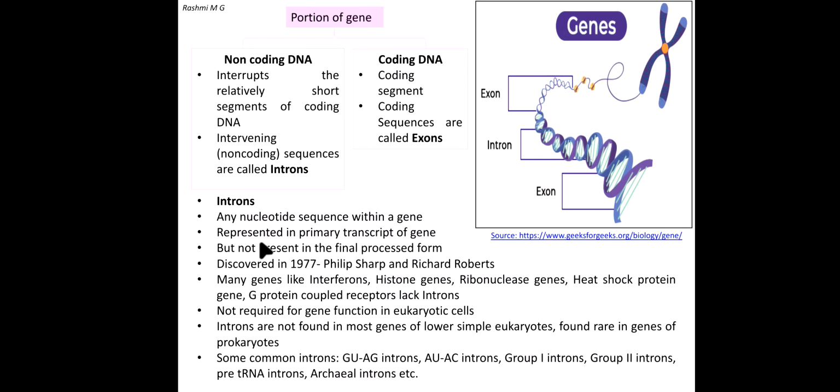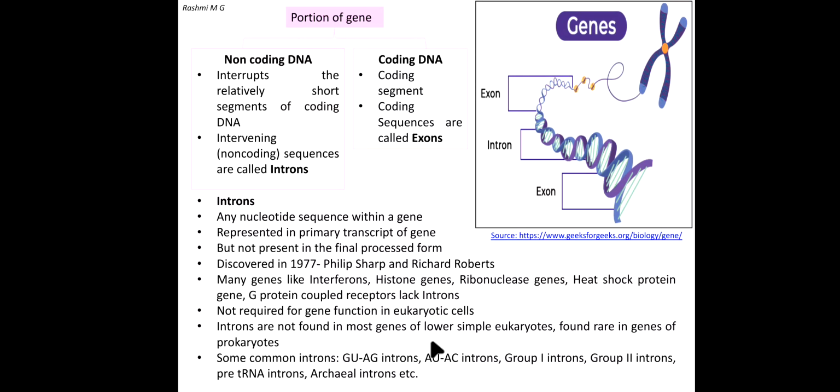These introns were discovered in 1977 by Philip Sharp and Richard Roberts. Many genes like interferons, histone genes, ribonuclease genes, heat shock proteins, that is HSP genes, and G protein coupled receptors lack introns. So all these lack introns. Introns are not required for gene function in eukaryotic cells, as they are non-coding. They don't code for anything.